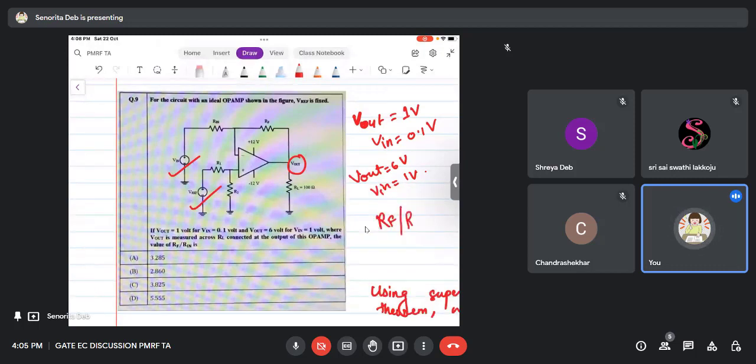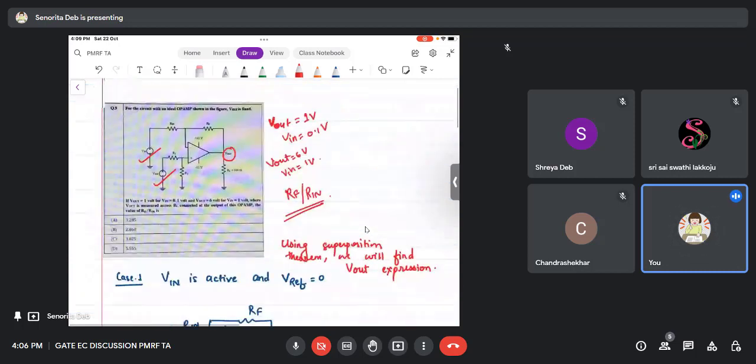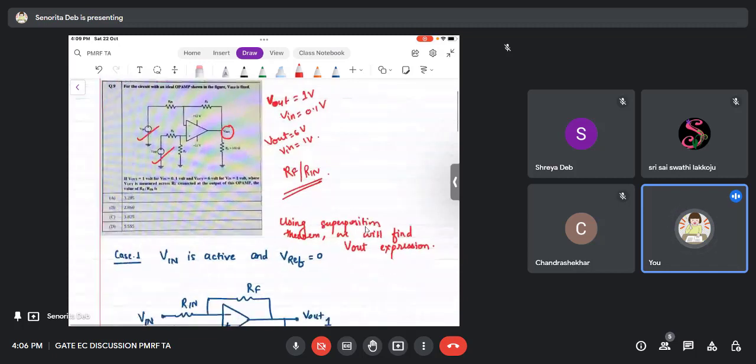This is a question where you can see that two sources are given and there are conditions given, so this can be a lengthy question. If you want to solve it easily, using the superposition theorem will be best to solve this problem. So for case 1, Vin is active and Vref is 0.